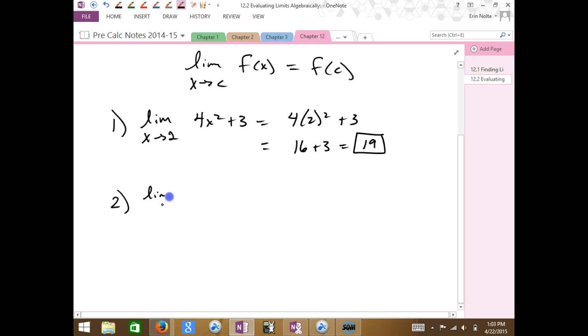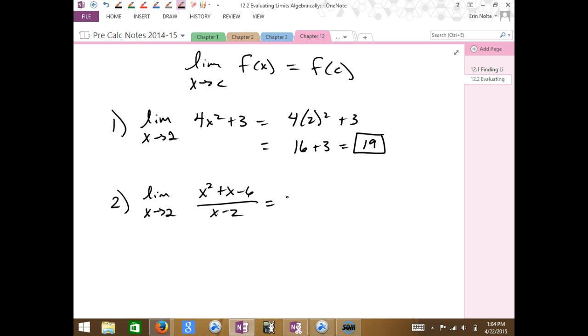Let me show you an example. Okay, are you guys ready? What should we do first? Well, no, we're not going to graph it yet. In fact, we're only doing this algebraically. We're not going to do any graphing.